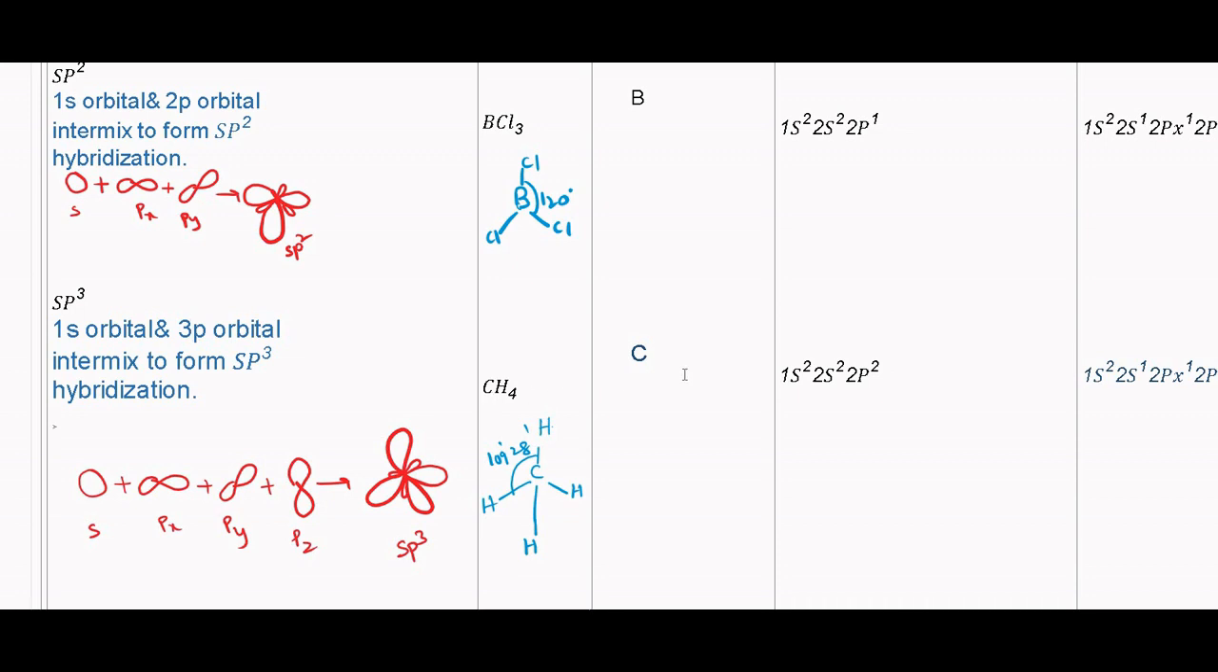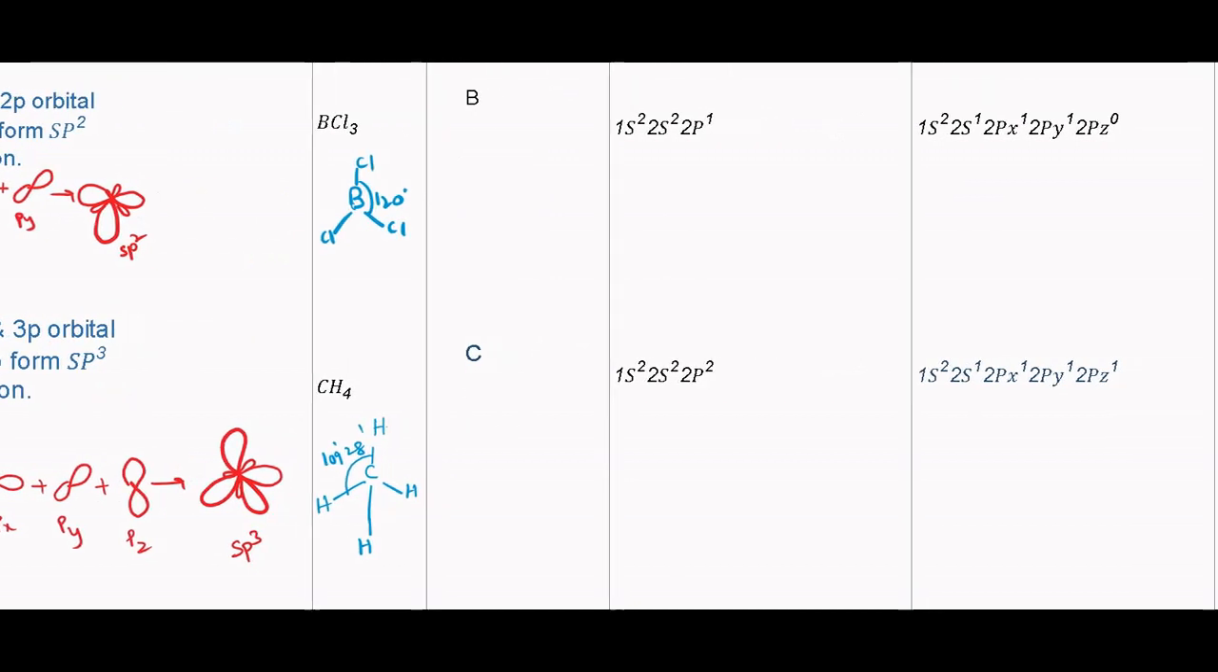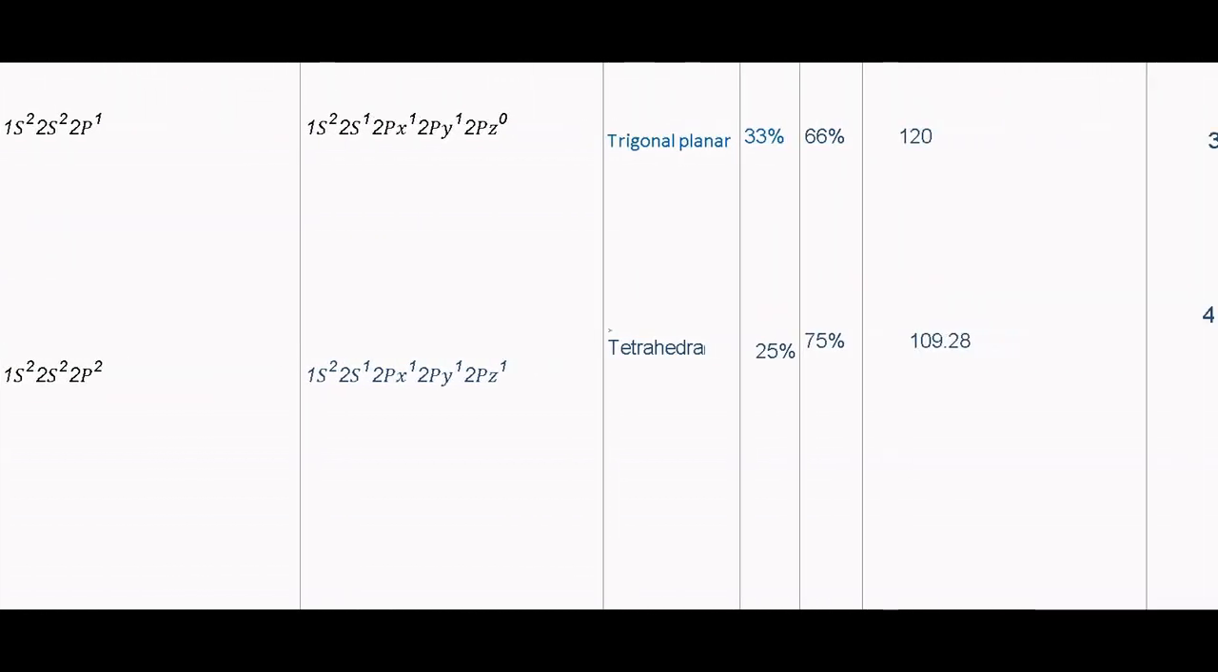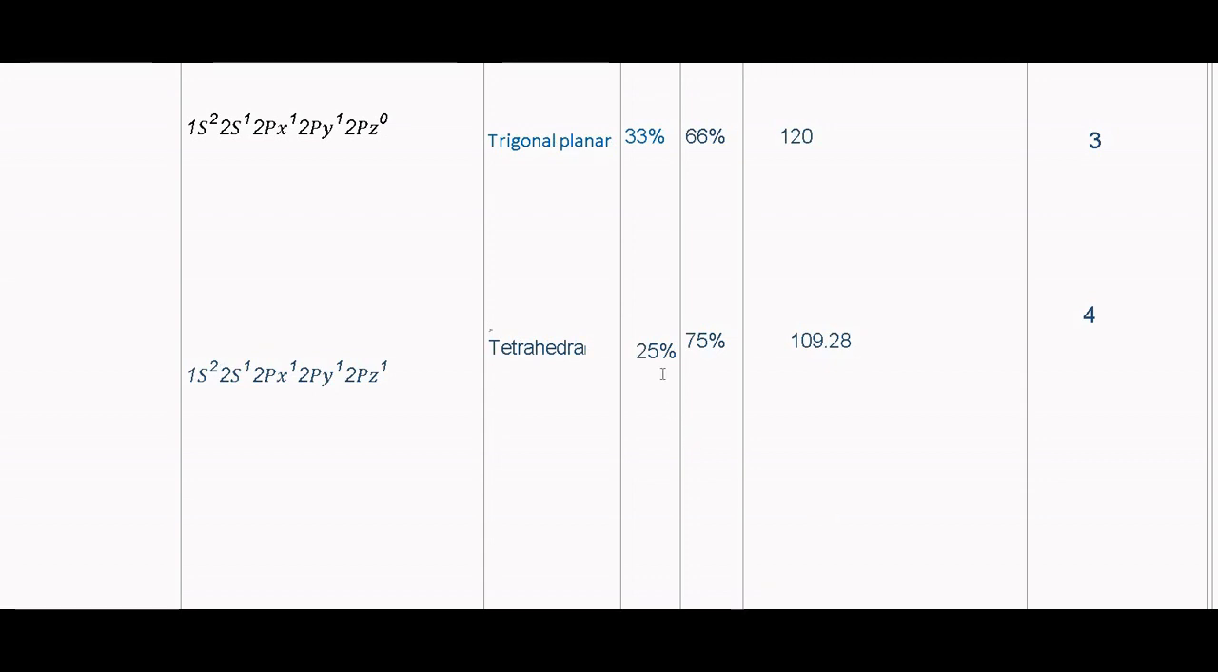In methane, the central atom is carbon, and this is the ground state electron configuration of carbon: 1s2, 2s2, 2p2. In the first excited state, what happened? An electron from the s orbital moves to the 2pz orbital. So the first excited state electron configuration is 1s2, 2s1, 2px1, 2py1, 2pz1. The shape of sp3 hybridization is tetrahedral. Percentage of s character is 25%, percentage of p character is 75%. Bond angle is 109 degrees 28 minutes. Number of sigma bonds is 4.